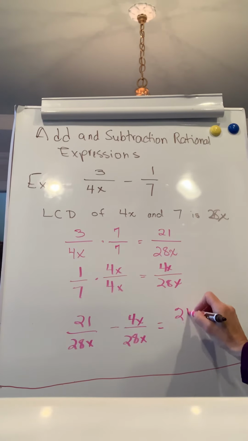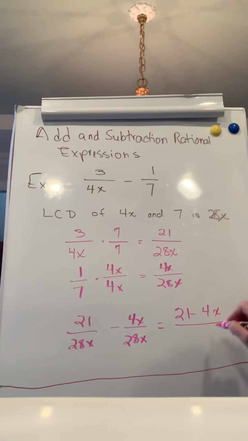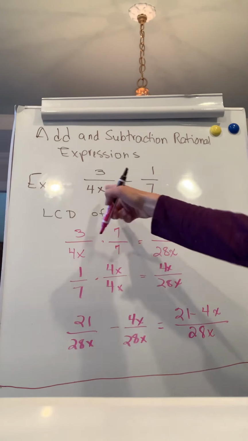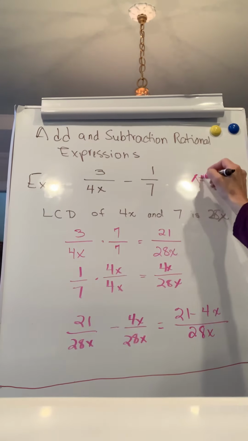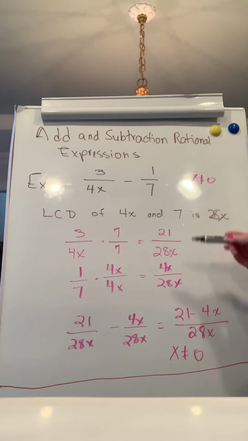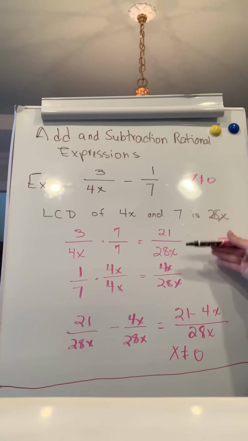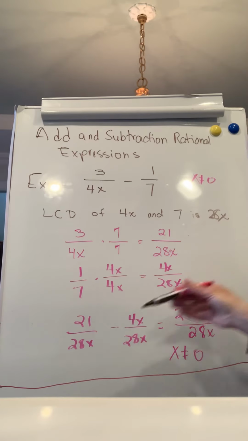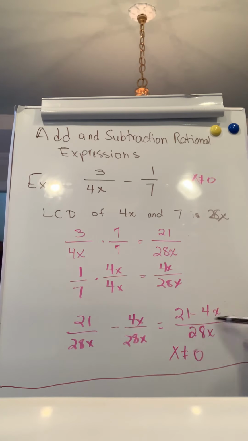Now I can't combine 21 minus 4x because they're unlike expressions. So I'm just going to write my answer like this. All right, back in the beginning, what are my restrictions? X cannot equal 0. So down here I have x cannot equal 0. So here I just took a little extra time to show you how to find the common denominator. Then I have them over a common denominator. Then I subtract the numerators, put them over the common denominator.